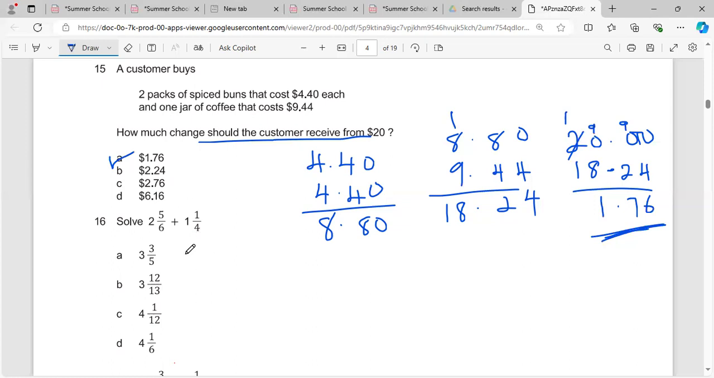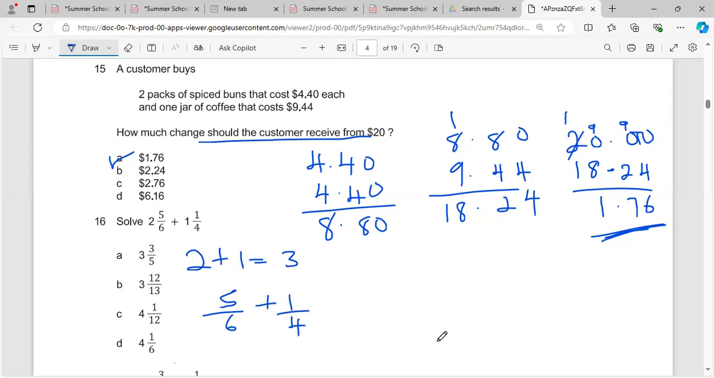For this one, it says solve 2 and 5/6 plus 1 1/4. So two ways we can do it. We can either add the two whole numbers. Yeah, we could do that. So we can add 2 plus 1 to give us 3. And then we add the fraction by itself. So we add 5/6 and 1/4.